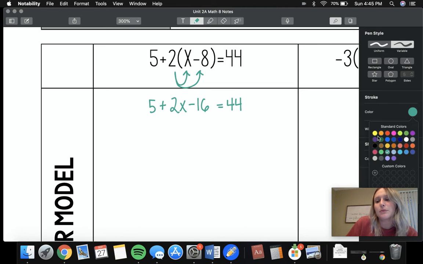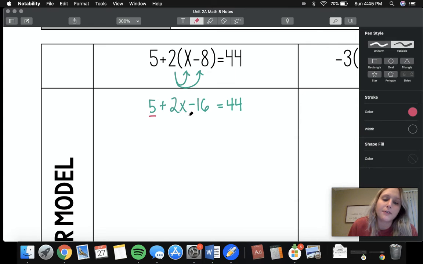Now I'm going to combine any like terms. I see that the 5 can be combined with the negative 16 because they are on the same side of the equal sign. Putting together 5 and negative 16 gives negative 11.